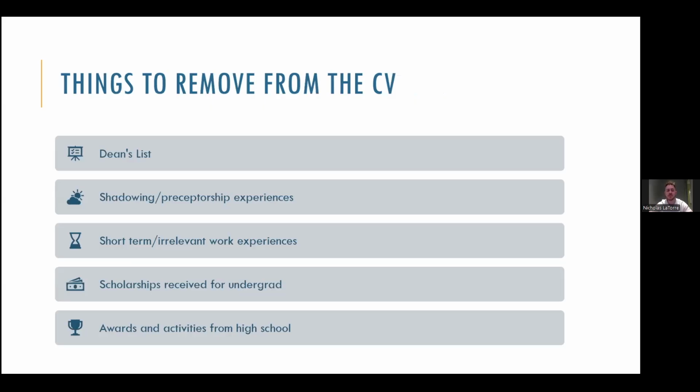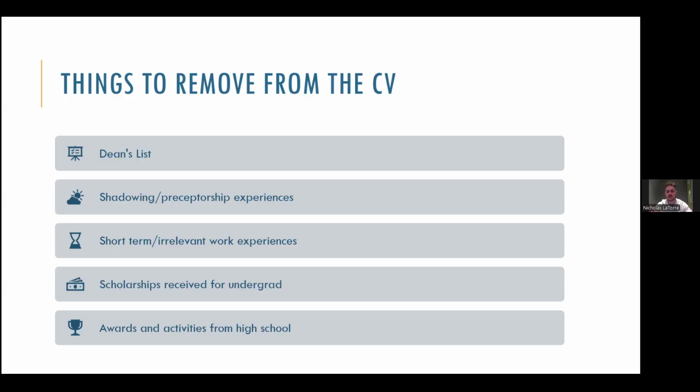Things to remove from the CV, for instance, will be things like Dean's List or other kinds of awards and activities that are less significant when it comes to applying for residency. Going back farther, especially things from high school, we would definitely say are getting farther and farther away. So again, just even considering time, generally within the last 5 years is the main focus for a CV, even outside of these purposes. So kind of aligning with that.